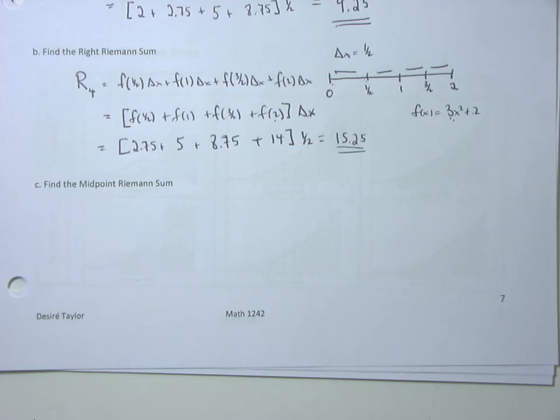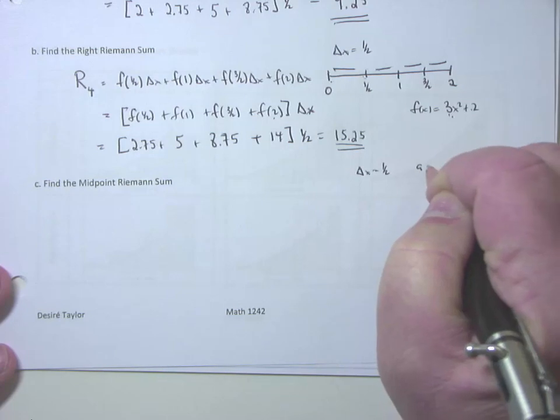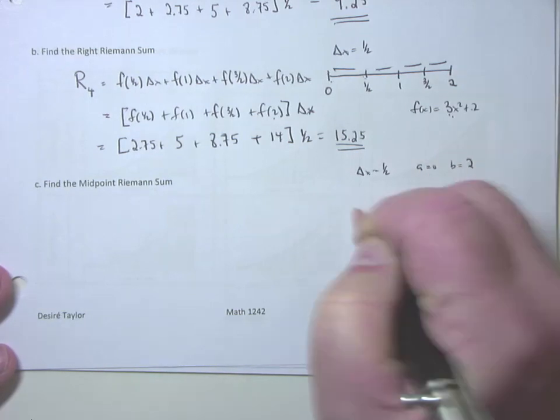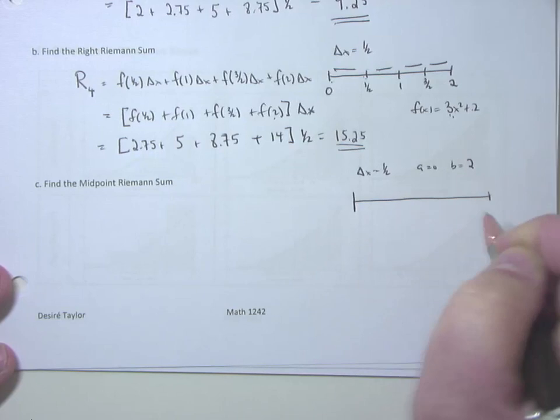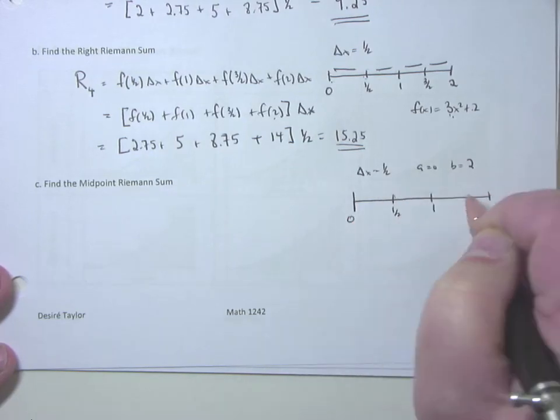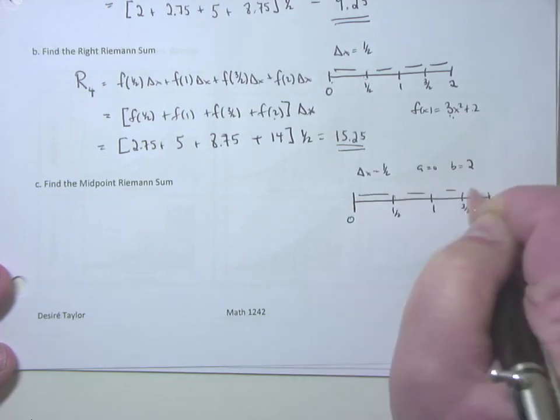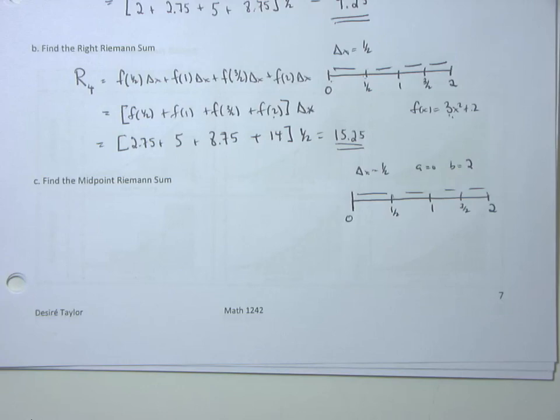The midpoint Riemann sum, again, your delta x doesn't change. It's 1/2. Your a is 0. Your b is 2. So putting your partitions up, starting at 0, you go over 1/2. Go over another 1/2 is 1. Go over another 1/2 is 3/2. Go over another 1/2 is 2. 1, 2, 3, 4 partitions. There they are. But now I need to calculate their midpoints.